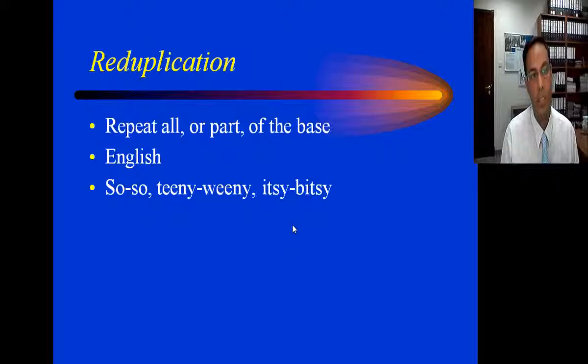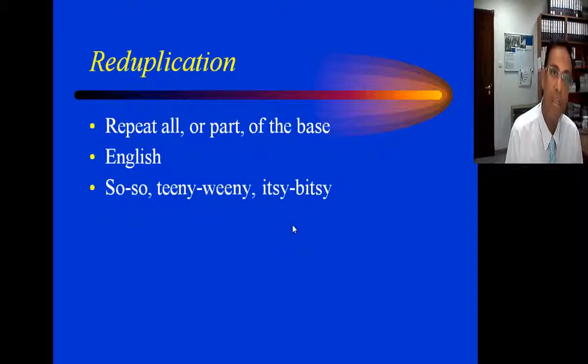The next section is reduplication. Now we are exploring different morphological processes or changes or structures of English words. Reduplication means repeating all or part of the base. Some morphemes are repeated to form the word. For example, teeny weeny, itsy bitsy.